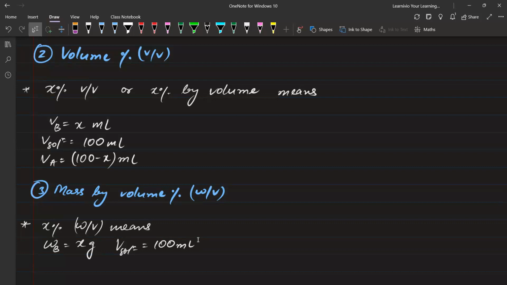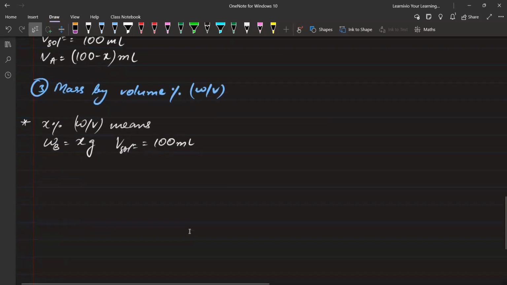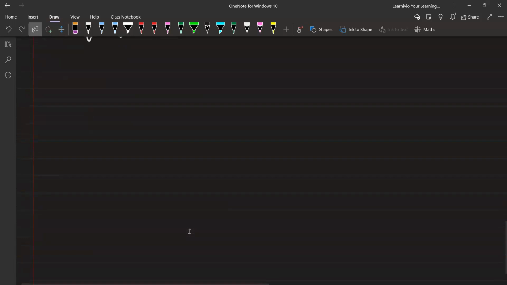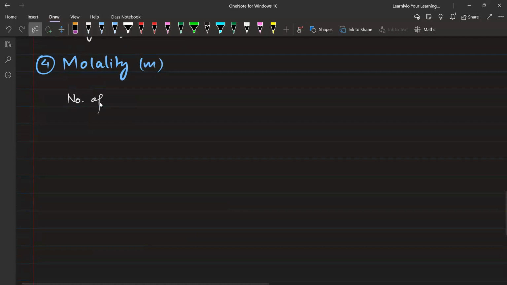Now, these concentration terms are generally going to be used in conversions of one concentration term to another. The important concentration term is molality. Molality is represented by small m, the lowercase m. What does it mean? It's the number of moles of solute per kg of solvent.